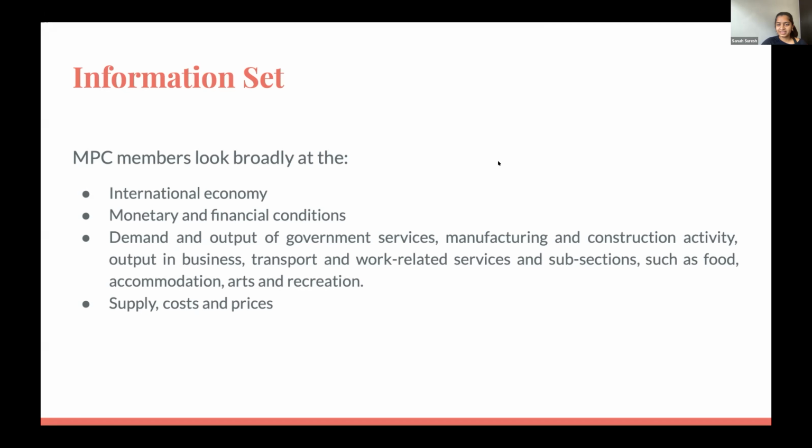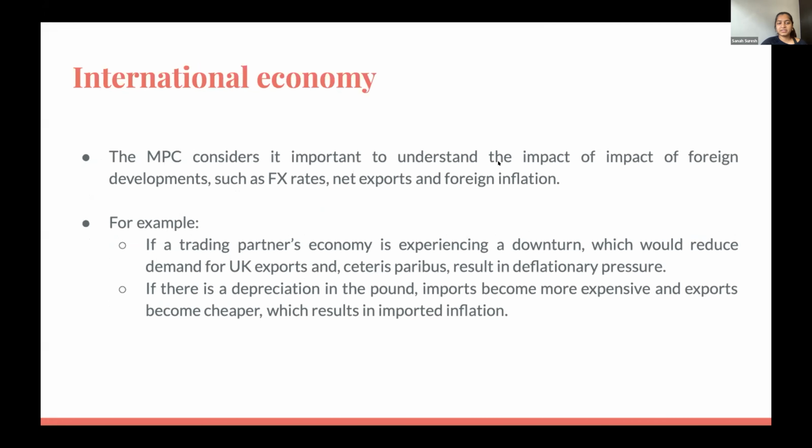Next slide, please. The MPC considers it important to understand the impact of foreign developments such as FX rates, net exports, and inflation as key determinants of inflation. For example, through trade channels, UK exports could be impacted if a trading partner's economy is experiencing a downturn, which would reduce demand for UK exports, thereby resulting in deflationary pressure. Alternatively, if there's a depreciation in the pound, imports become more expensive and exports become cheaper, which results in imported inflation.